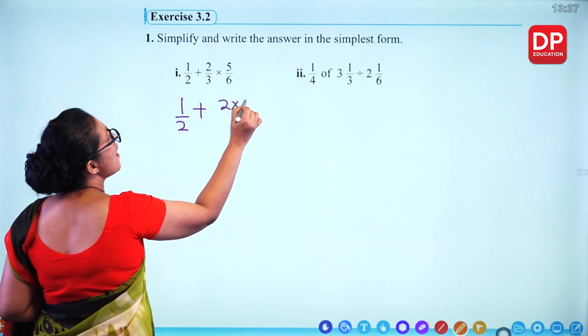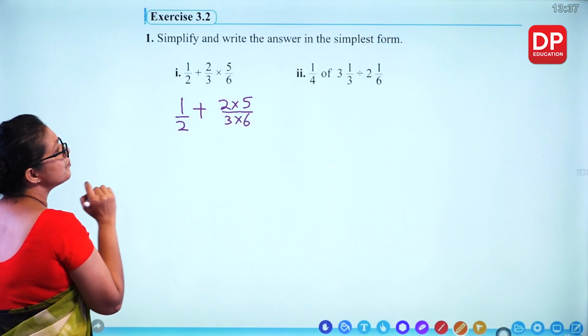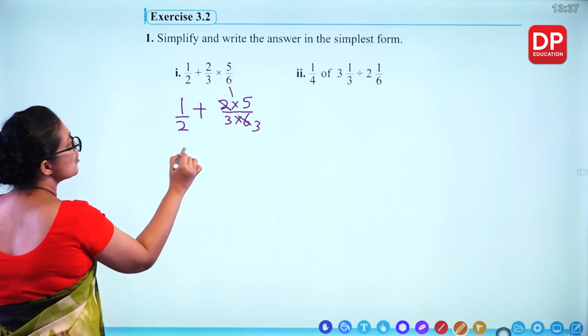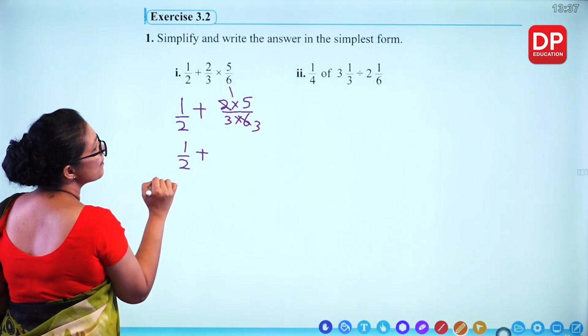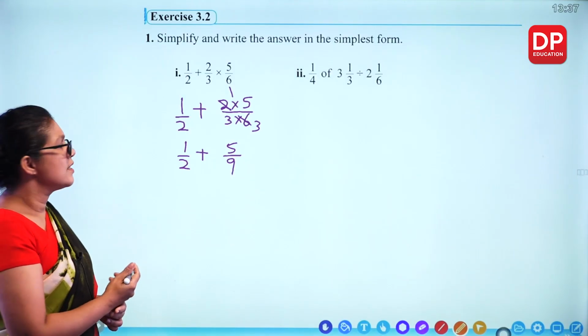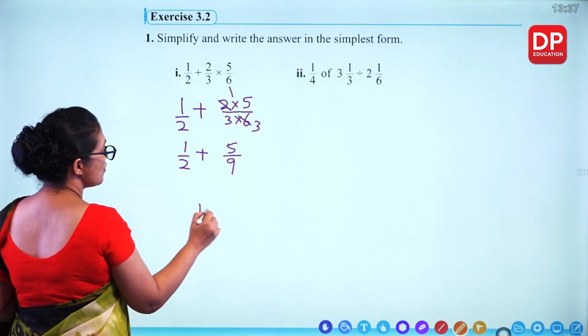2 times 5, 3 times 6. 2 times 1 here, 2 times 3. So what you get? Half plus 5 over 9. Now do the addition. 9 and 2, what's the lowest common multiple? You get 18.